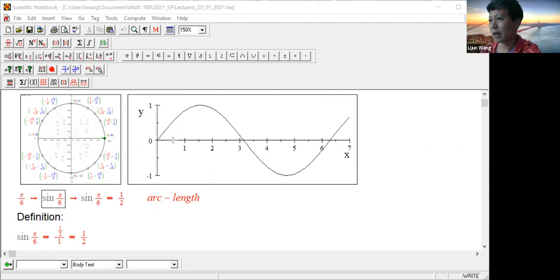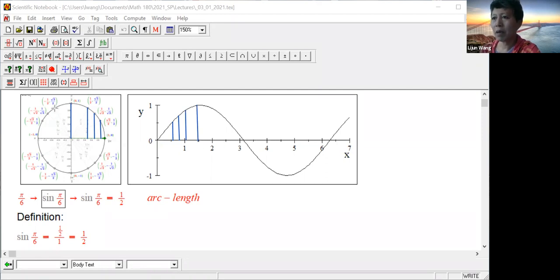At pi over six it's a half. This half is the same as this half, yes? That's for the angle pi over six. For pi over four, of course, you get a little higher. This is for pi over four, approximately, forgive me, I'm just approximating. Pi over three is this height, root three over two. For pi over two is this height, the highest sine value, right here.